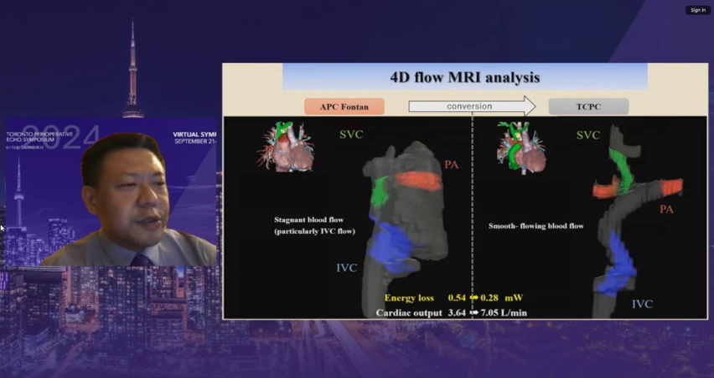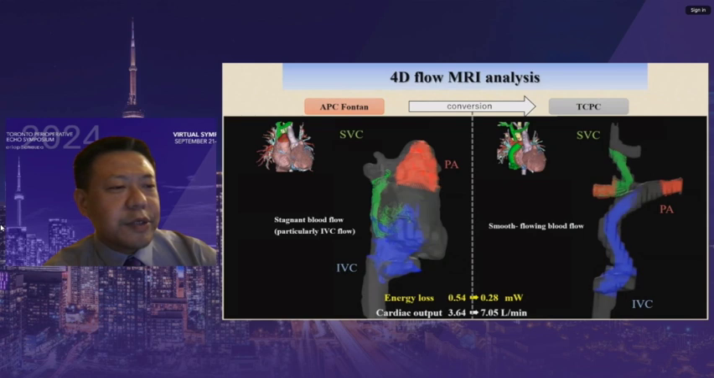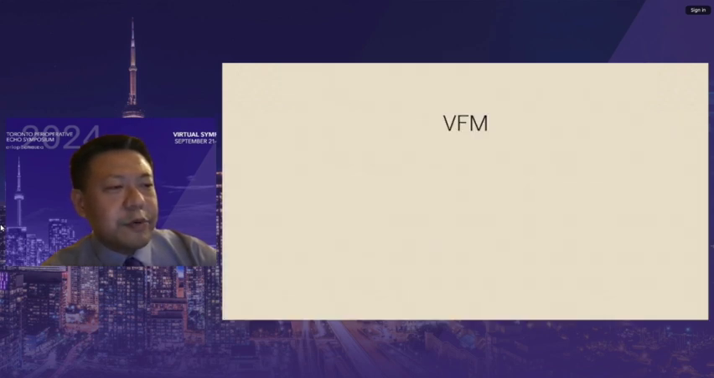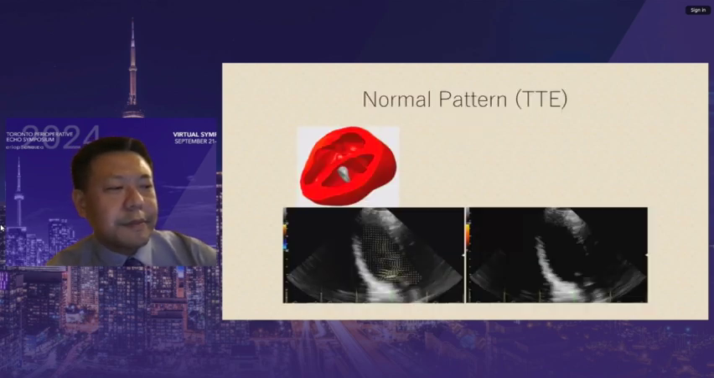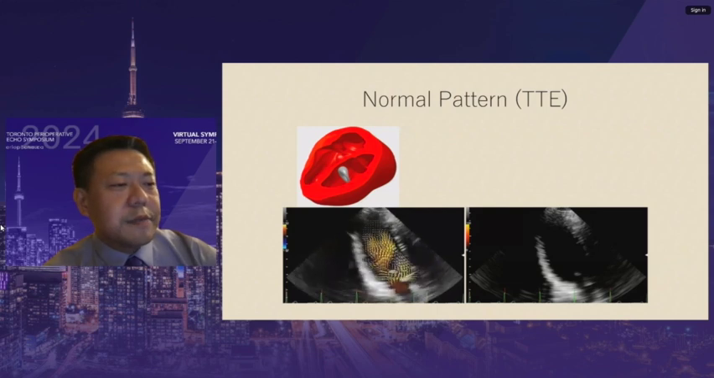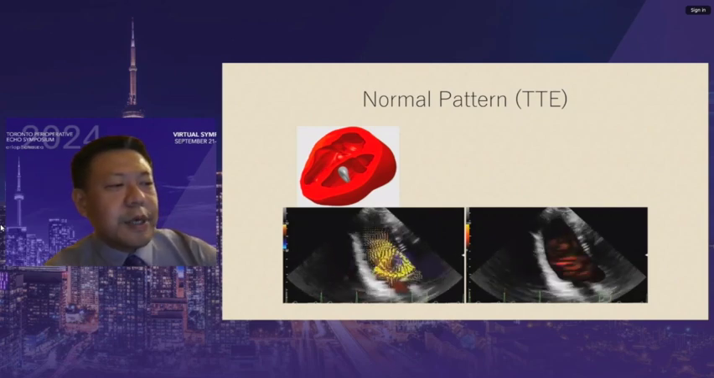4D MRI analysis shows that before the conversion, there was significant blood flow stagnation in the right atrium, but after the conversion, the blood flow was smooth. The energy loss in Fontan circulation also decreased, and cardiac output increased. Next slide. Next, we will move on to the discussion about vector flow mapping analysis derived from echocardiographic images. Next slide.